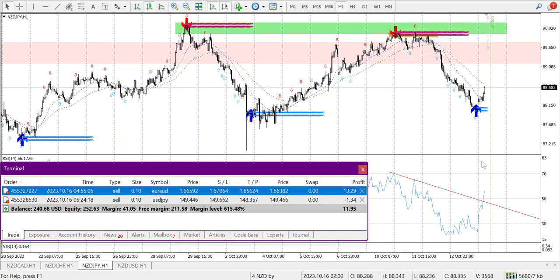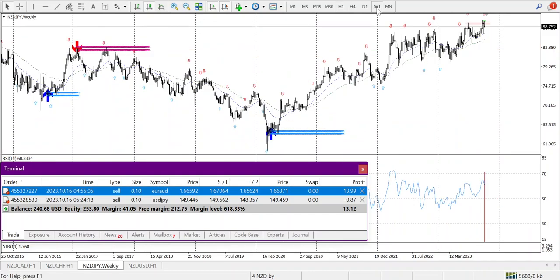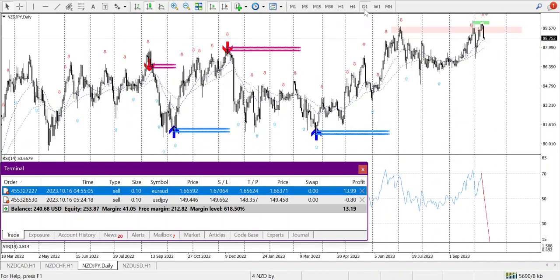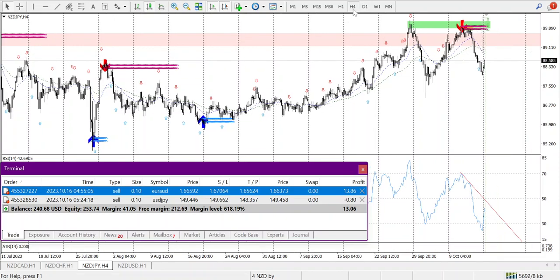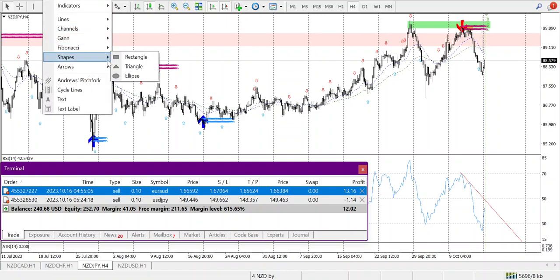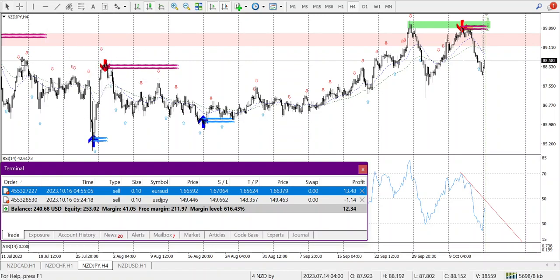It showed some promise here. Weekly, daily. Actually, I'm tired right now, and I will not be able to make a more correct decision to take the trade. So I think I should stop here.